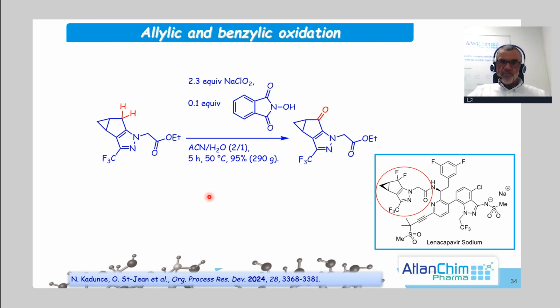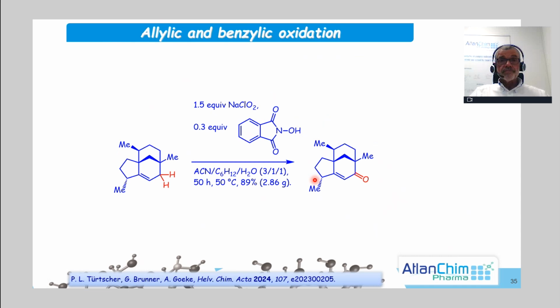However, an alternative approach to this scaffold was developed due to the detection of chlorine dioxide in the reactor on large scale, despite the precautions taken, in particular the use of a nitrogen stream. In this last example, sodium chlorite oxidation of this hydroazulene sesquiterpene here gave the corresponding enone in 89% yield on almost 3 gram scale.